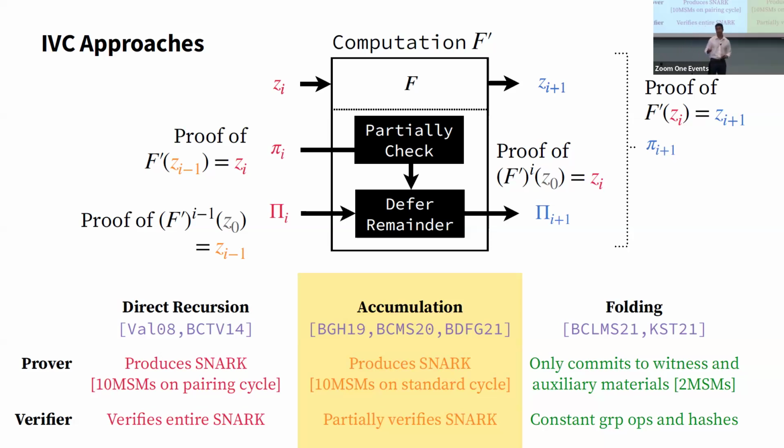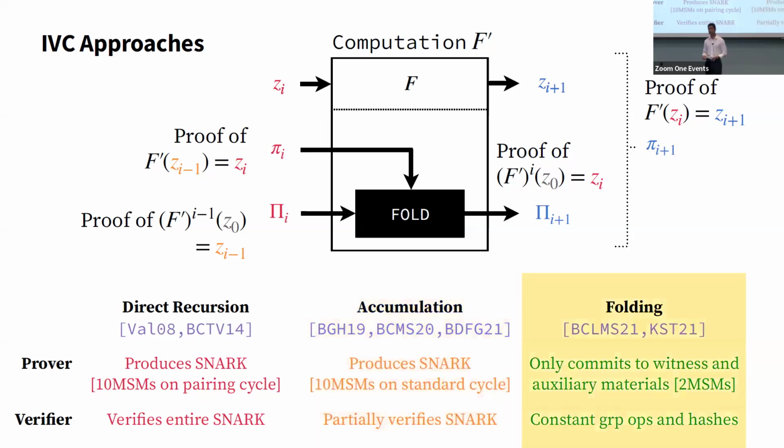Now this brings us significantly closer to modern practical IVC. But the key limitation here is that the prover still needs to produce a SNARK in every step of execution. And moreover, the recursion piece still needs to partially verify the SNARK, which is still concretely expensive when you consider that this must be done using a bunch of addition and multiplication gates.